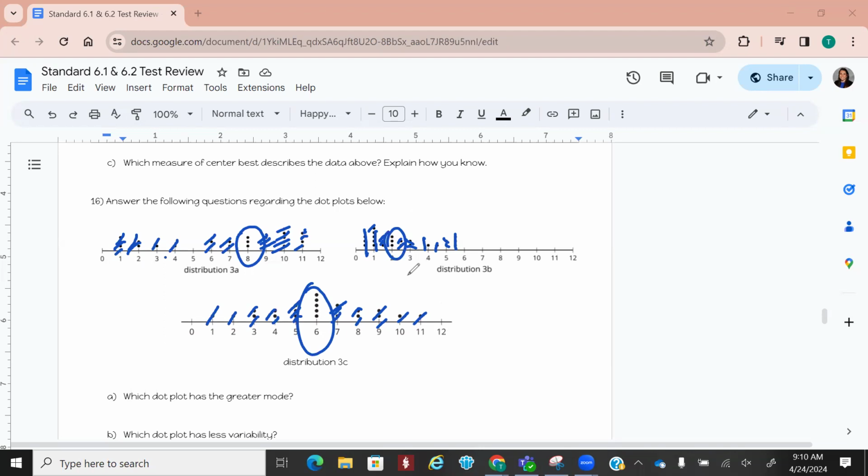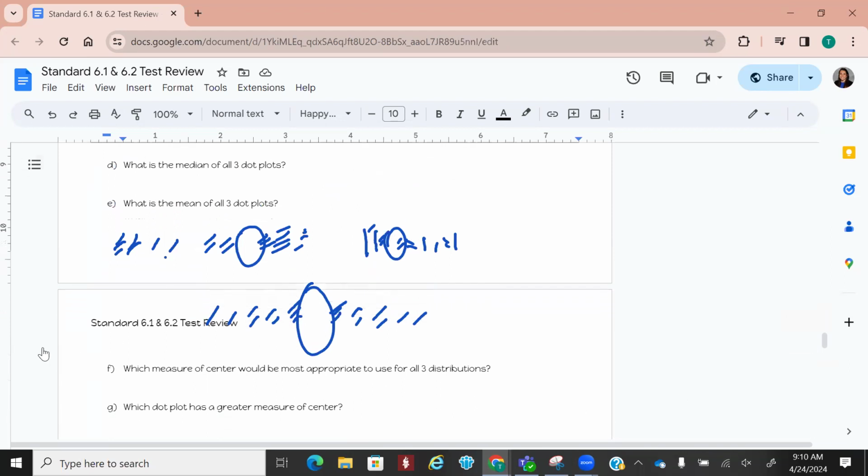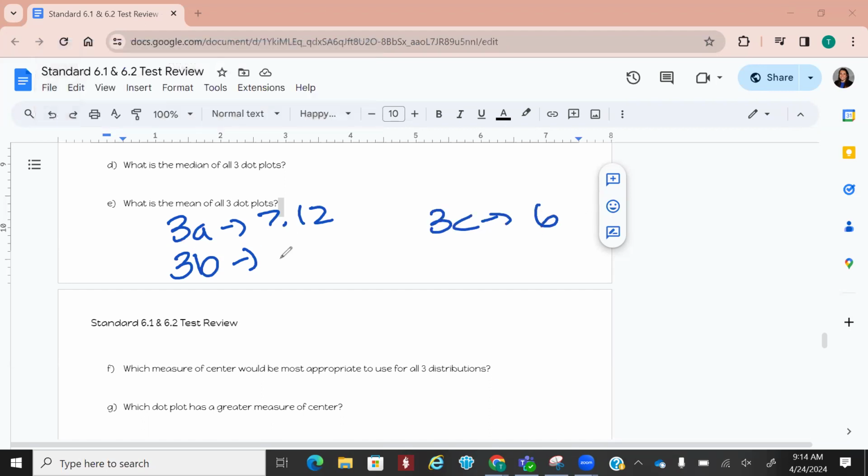Okay. Now you're going to find the mean of all 3. Remember, mean is you add everything up and then divide by how many numbers there are. So go ahead and take a moment and find the mean for all 3, because I know we haven't gotten that far. We're on E, find the mean for all 3. So what'd you get for 3A's mean? Okay, yep. What about 3C? What about 3B?